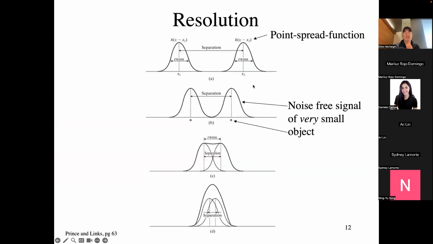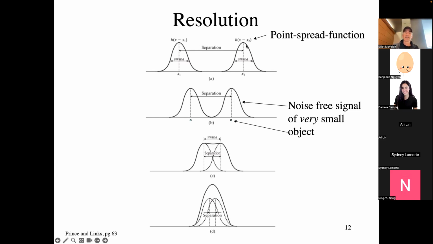Another way of looking at resolution, as opposed to looking at a sine wave function like that and how it changes for different acquisitions, is to ask the question, if I have two very tiny points and I image them with my system, how close can I bring them together before I cannot tell that they are two things anymore, right? That's Rayleigh's definition of resolution. And so here's the two objects. Here's one at x1 and one at x2. And we're going to bring those two objects together to see when we can't resolve them.